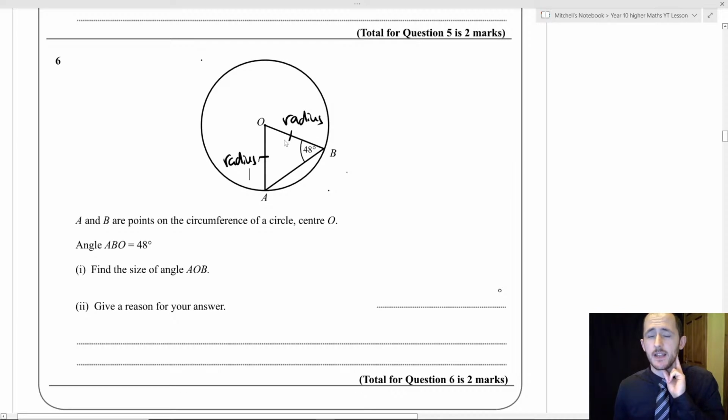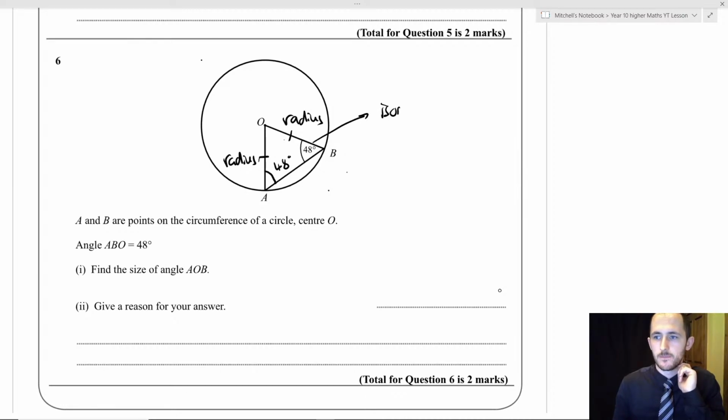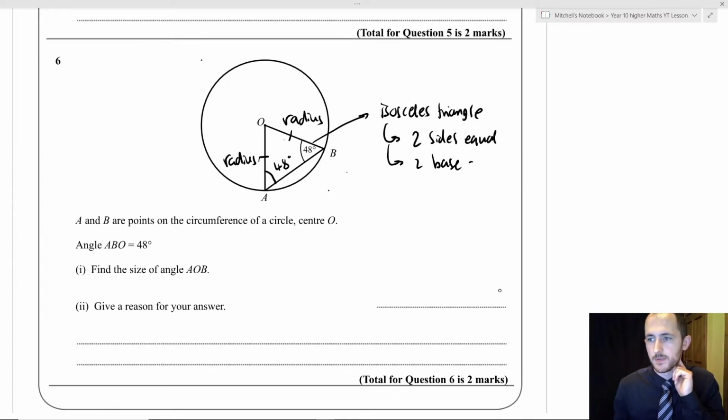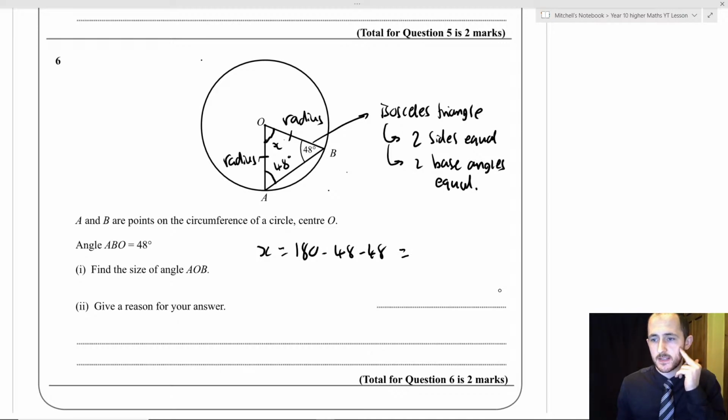So if those two things are radii, then this angle here has to also be 48 degrees, because this is now an isosceles triangle. Remember, an isosceles triangle has two sides equal, which means the two base angles are equal. Now if we're looking for the angle AOB, that's this angle here, which I'll call x. X is just going to be 180 minus 48 minus 48. So that's the same as 180 minus 96, which is 104 degrees. Is that okay?